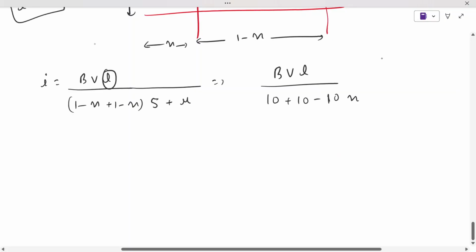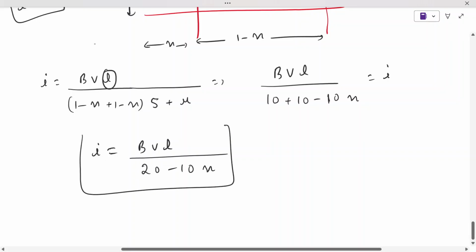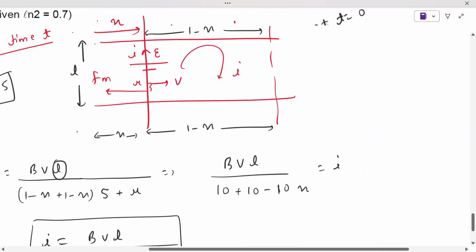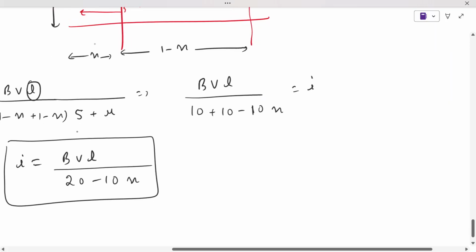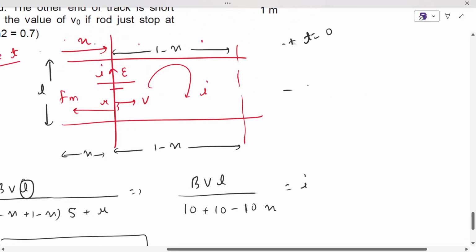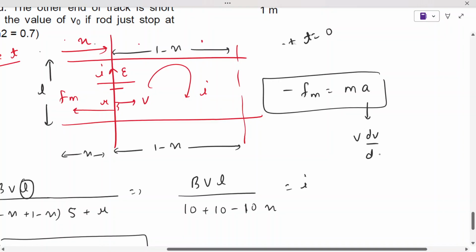The second part: the value of current out there. Current is BvL upon 20 minus 10x. Got it? Then I will write minus Fm equal to m dv by dt, which is m a, and a is v dv by dx. And Fm is ILB, so minus ILB equal to m v dv by dx.